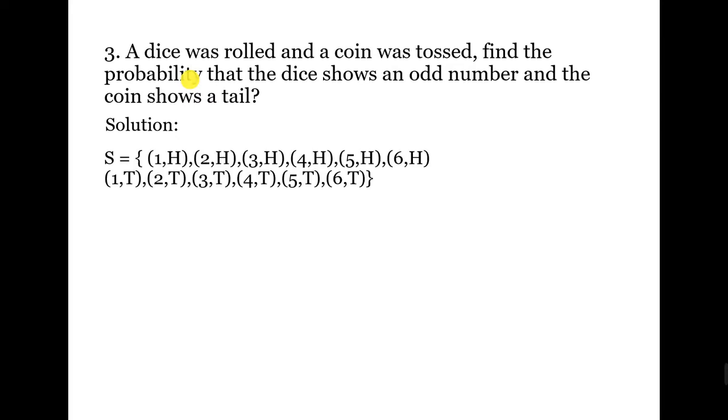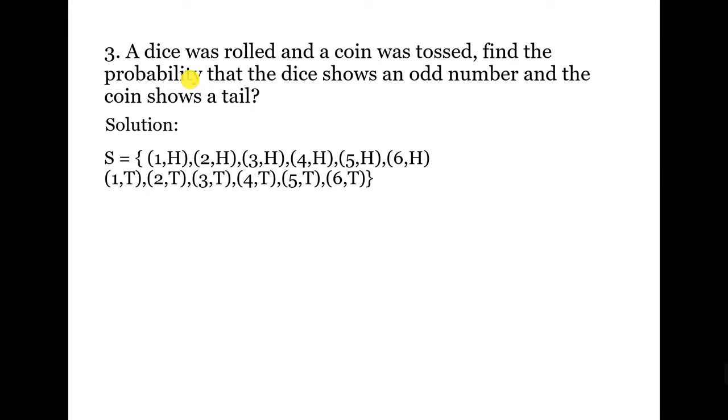Problem number 3. A dice was rolled and a coin was tossed. Now the question is, find the probability that the dice shows an odd number and the coin shows a tail. A dice has 6 choices, 1 to 6, while the coin has 2 choices, the head and tail, as shown this way. So we're looking for an odd number together with a tail as stated in the problem.